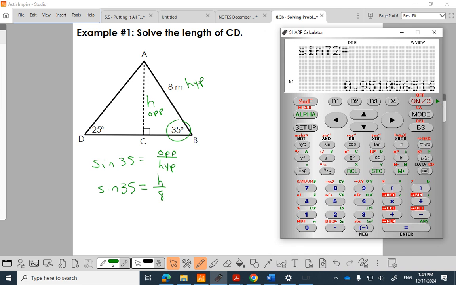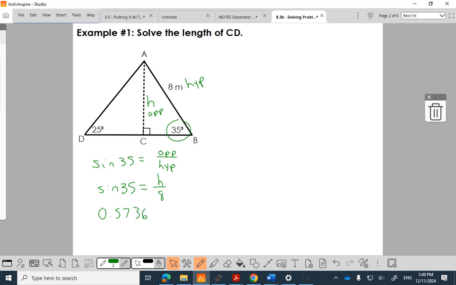Can you type sine 35 in your calculator? Yes. Yeah, that's a big hint that I won't need sine inverse. I have the angle. I can just go ahead and type sine 35. And if you have even more shortcuts than what I'm showing, that's all fine. 0.5736.